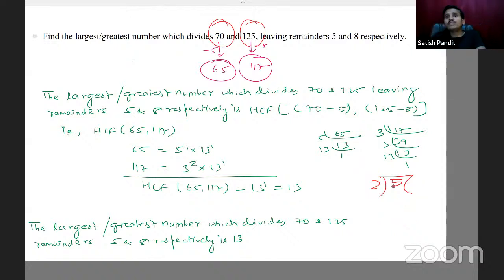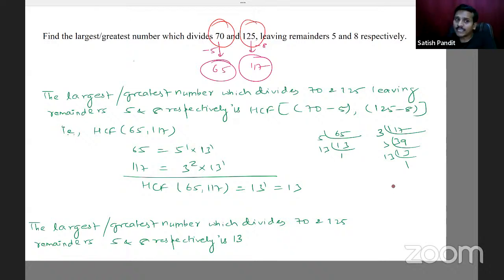In the same way, if you remove the remainders from these numbers, if you remove 5 from 70, you'll get 65, and if you remove 8 from 125, you'll get 117. That means these two numbers will be exactly divisible, just because you are removing the remainders. So whenever they give a question, find the largest number which divides this and this, leaving remainders, remove the remainders, and then find the HCF. Whatever answer you get, the HCF, that will be the answer.